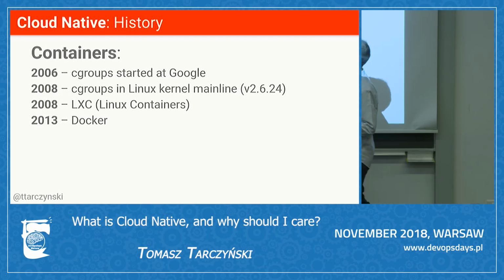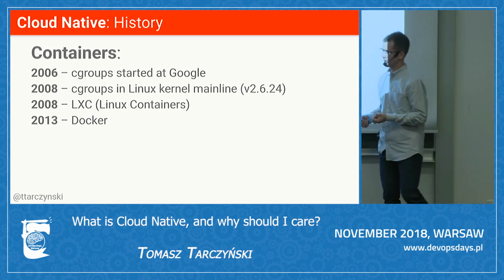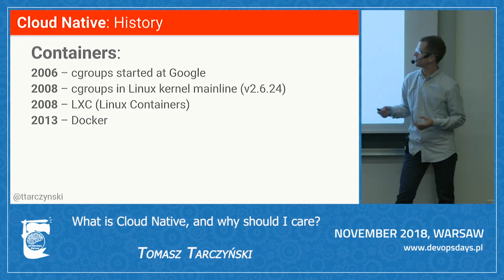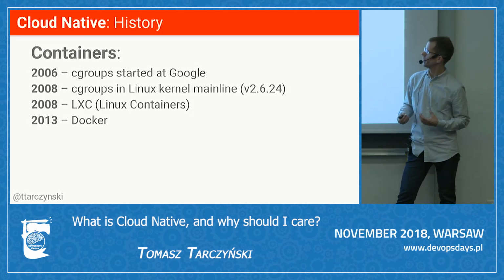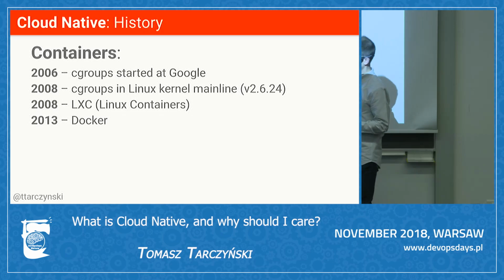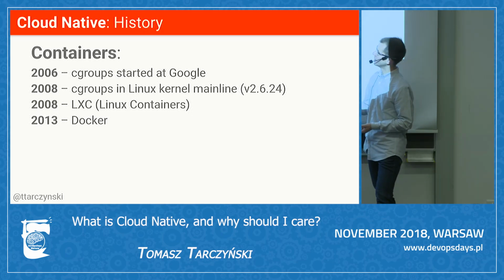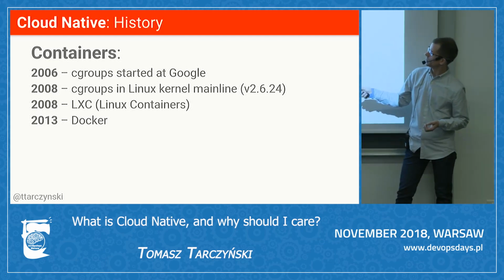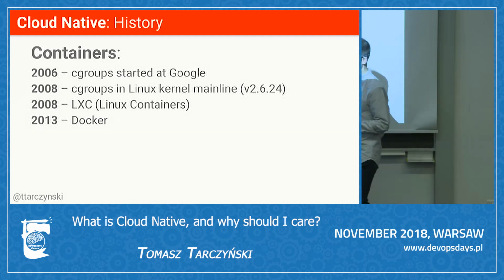Speaking about Linux, it was started at Google in 2006 when they started work on cgroups. Then it was generally available to the wider public in the Linux kernel mainline in 2008, and the userland tooling also started that year with Linux Containers. And just some 5 years later, Docker started with their first release.